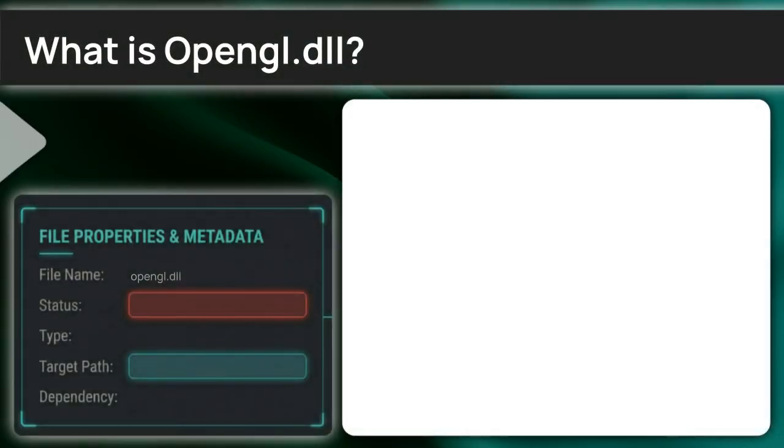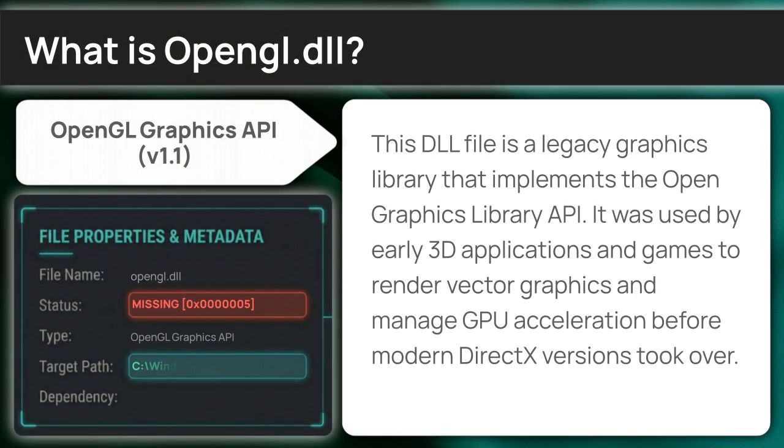This DLL file is a legacy graphics library that implements the Open Graphics Library API. It was used by early 3D applications and games to render vector graphics and manage GPU acceleration before modern DirectX versions took over. Since we've covered what this file is, let's move to the primary fix.